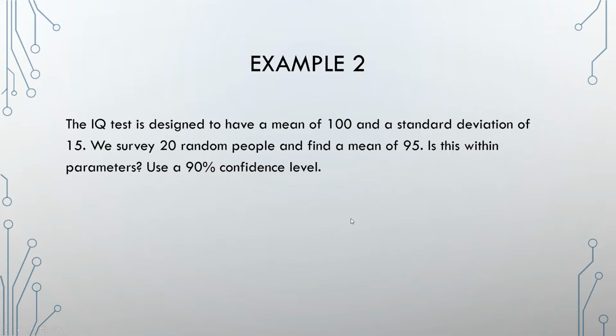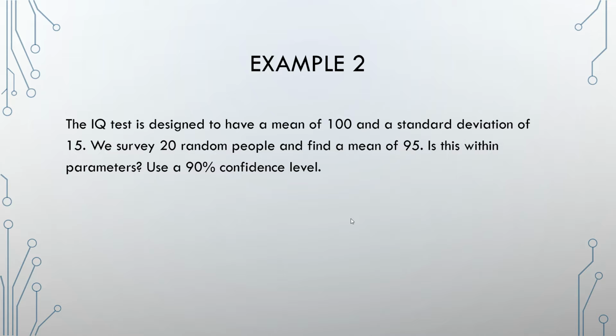All right, so far so good. Here's another example for us to talk through this time. We got an IQ test, and it's supposed to have a mean of 100 and a standard deviation of 15. That's what it's supposed to do. And let's say we survey 20 people at random.